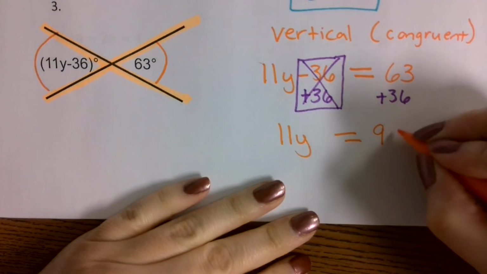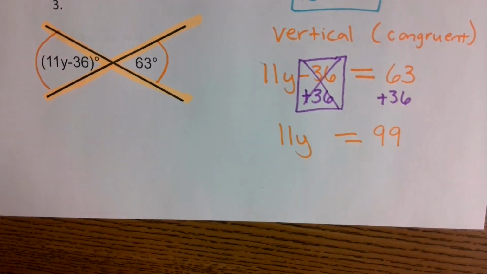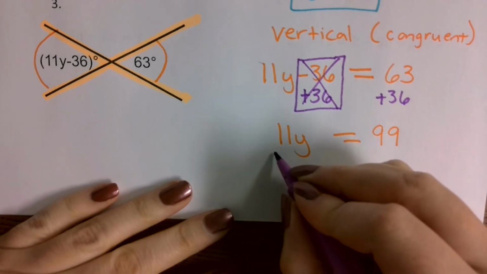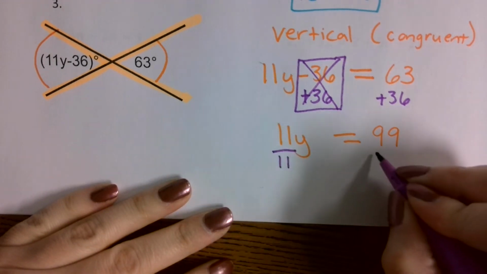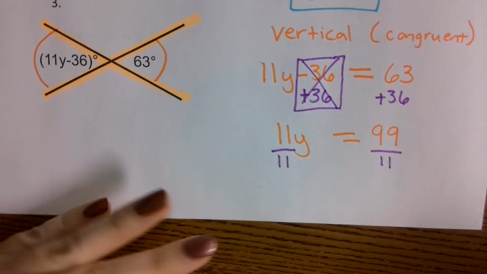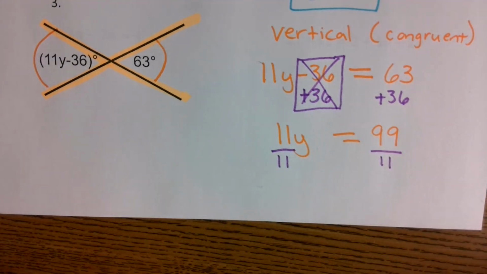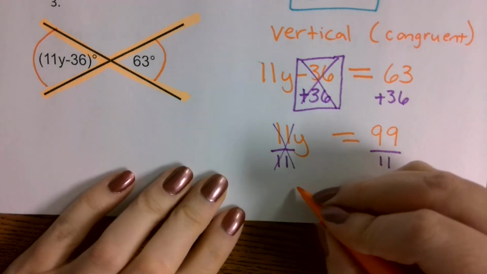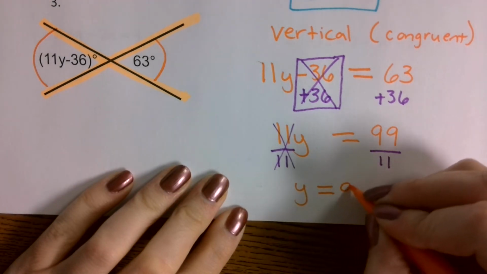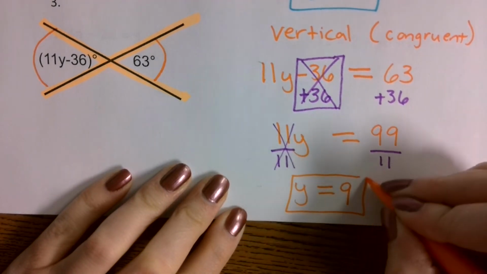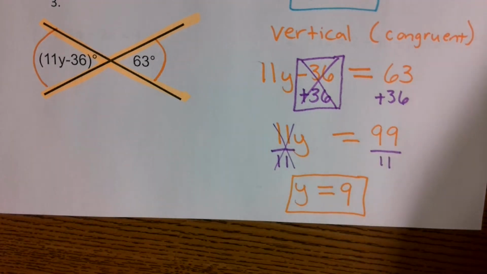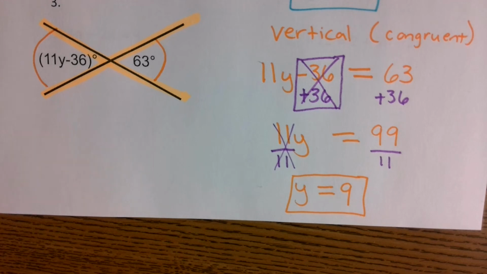to 99. What's our last step here? 11 times y, what is the last step that we need to do? Divide. We're going to divide both sides by 11. Those 11s will cancel out, and we have y is equal to 9. Okay, you need to know those angle relationships and how to set up the equations, whether it's a one-step or a two-step equation that needs to be set up.